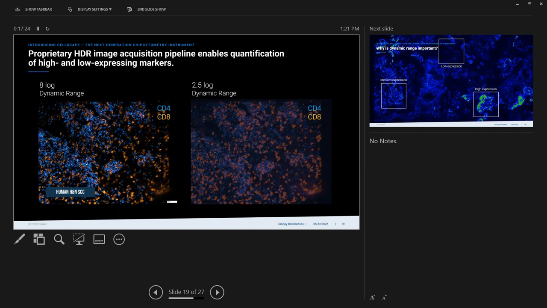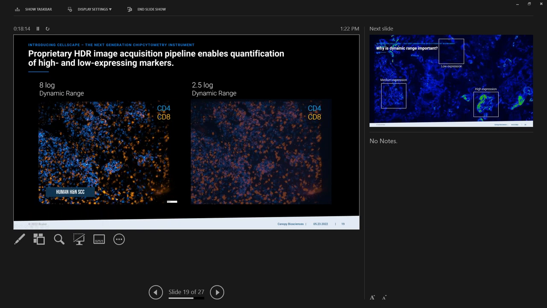We've combined this really high throughput and high resolution imaging with our proprietary high dynamic range image acquisition pipeline. This was a feature of the original Chip Cytometry instrument, but is also present with the CellScape instrument. What we're doing here is generating images that have a broader dynamic range than typical fluorescence microscopy images. We do this by taking the same image multiple times using different exposure times, so that we can collect the really bright signals using short exposure times, and the really dim signals using really long exposure times. Then we take all those multi-exposure images and fuse them together into one composite image that has brighter bright values and darker dark values and more shades in between.